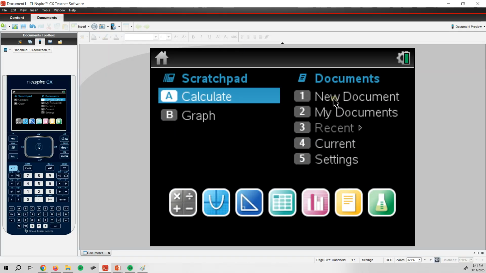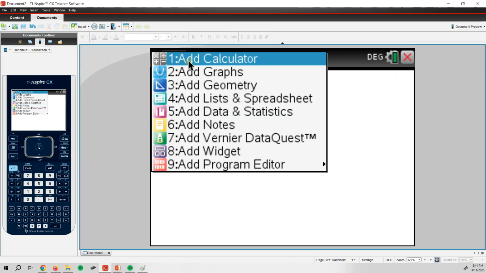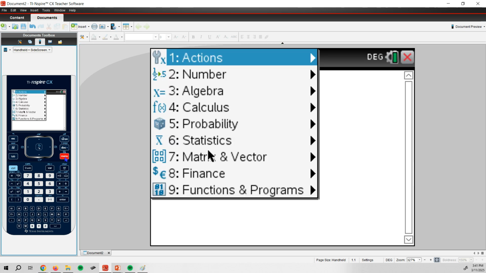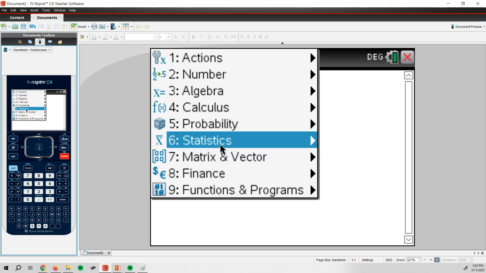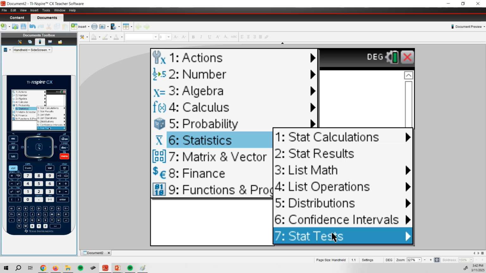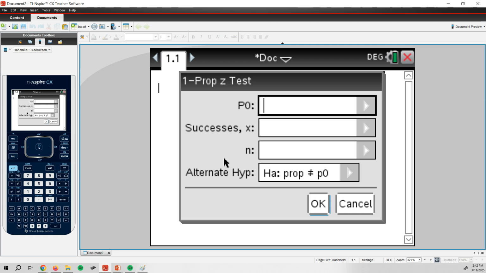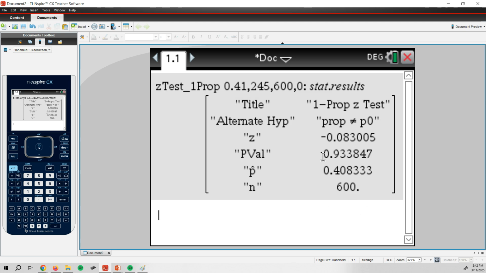And we're just going to go to a new document, and calculator is fine. So we're going to do a 1 sample, 1 prop z-test: statistics, stat tests, 1 prop z. And our p naught was 0.41. And then we had 245 out of 600. And we want it to be equal. And we get a p-value of 0.93.